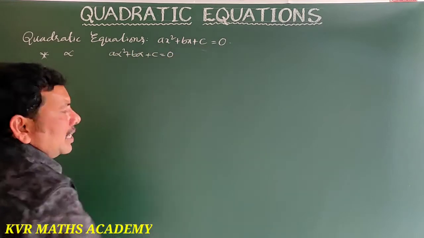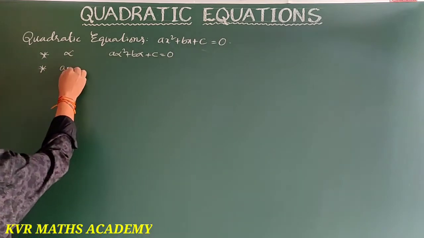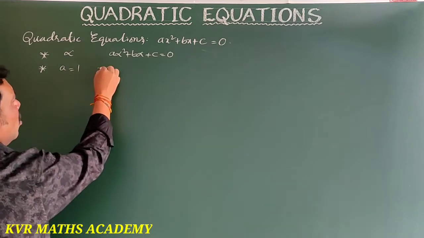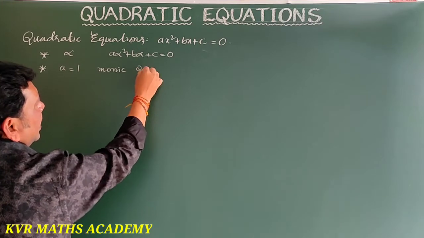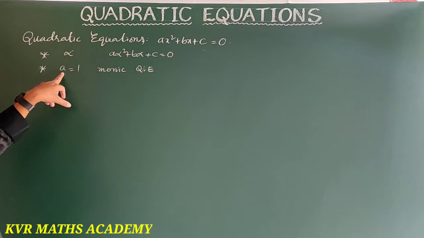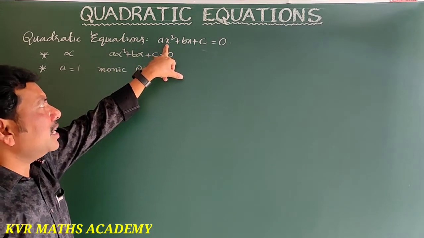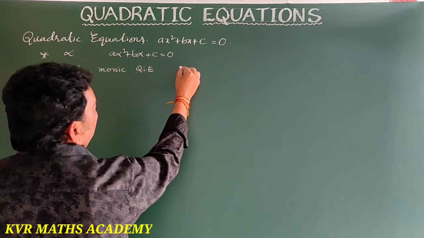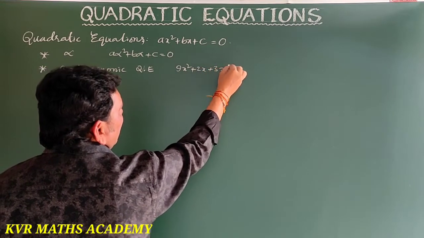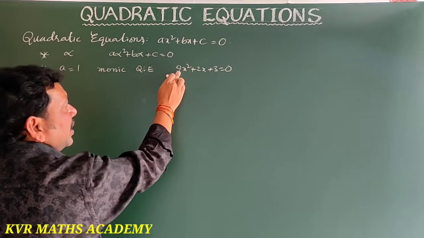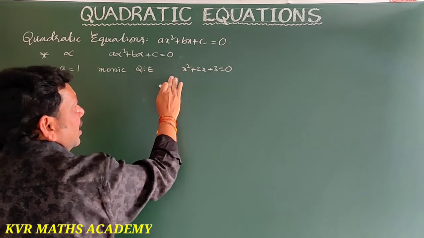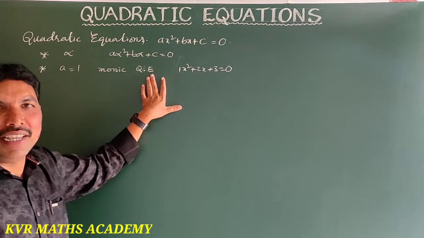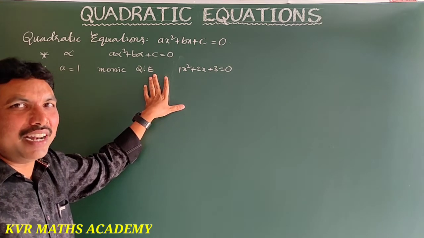Next point. Suppose for the quadratic equation ax square plus bx plus c is equal to 0, the value of a is equal to 1, then this quadratic equation is called a monic quadratic equation. For example, 9x square plus 2x plus 3 is equal to 0 is a quadratic equation. Here a is equal to 9, so in the place of a is equal to 1, x square plus 2x plus 3 is equal to 0 is called a monic quadratic equation. Understood clearly? Yes.